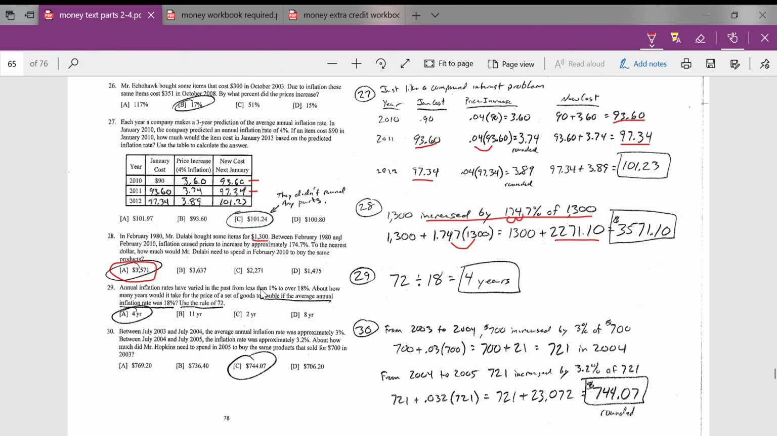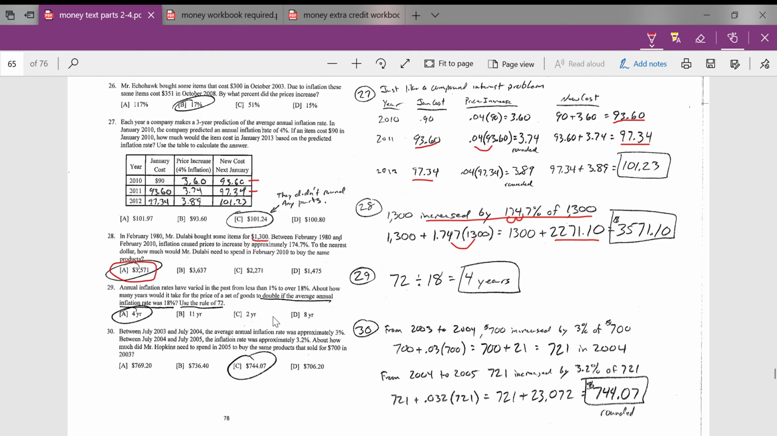29. When you first read it, it could look like a more difficult problem than it is, but they give you a big hint at the end. It says annual inflation rates have varied in the past from less than 1% to over 18%. That's just going to be information. You're not going to need both those numbers. About how many years would it take for the price of a set of goods to double if the average annual inflation rate was 18%? And then the big hint here, use the rule of 72.